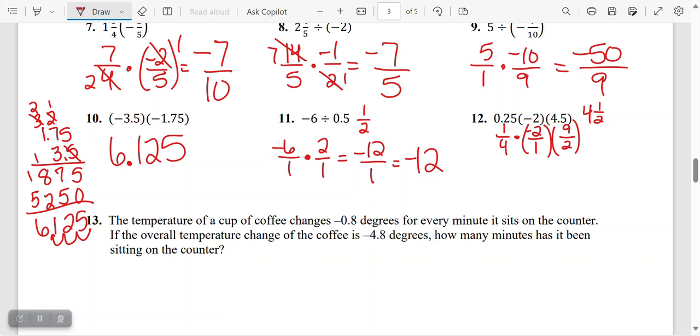And we can cross cancel. This is kind of cool. You can cross cancel really anywhere you want, but I'll just go ahead and cancel out those 2's. So on the top, I have 1 times 1 times 9. And again, remember we said our answer was going to be a negative. On the bottom, I have 4 times 1 times 1.